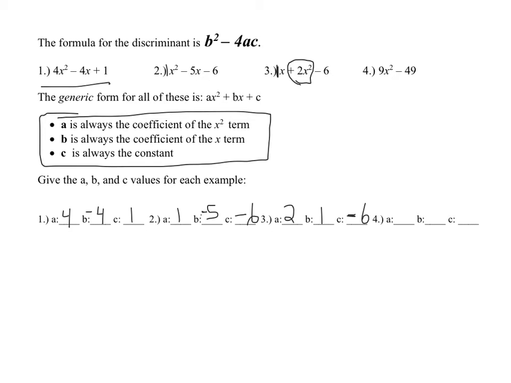Now in number 4, we're missing a term. But what term are we missing? Well, we're missing the x term. So the coefficient of x in this case, that would mean that the x is canceled out, which means the coefficient was 0. So b would be 0. So in this case, a is 9, b is 0, and c is negative 49.